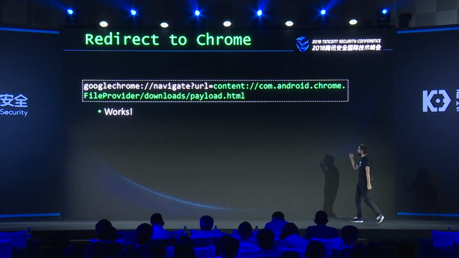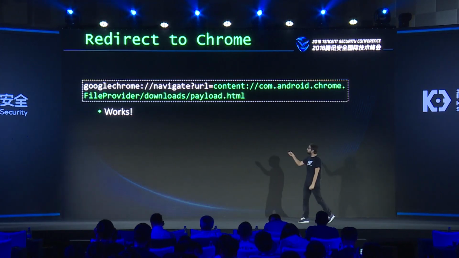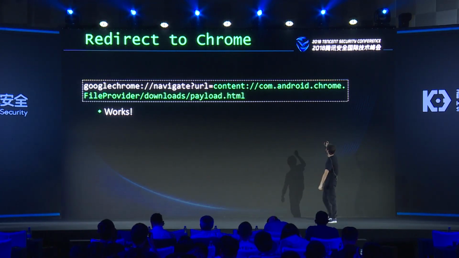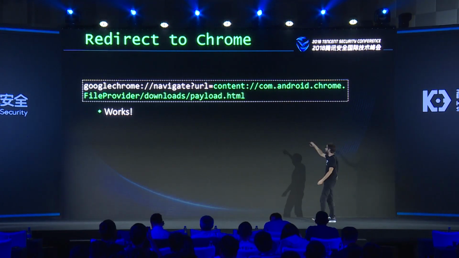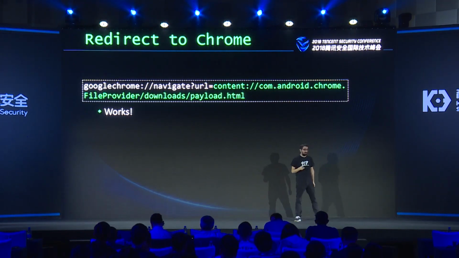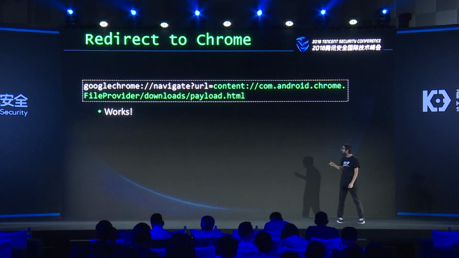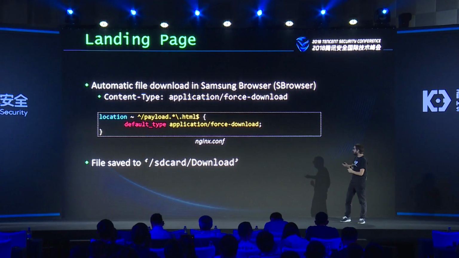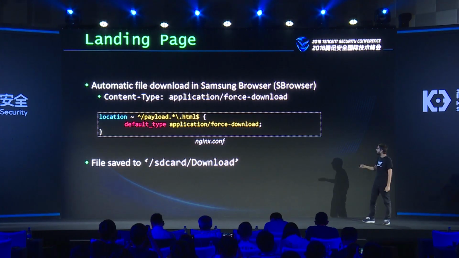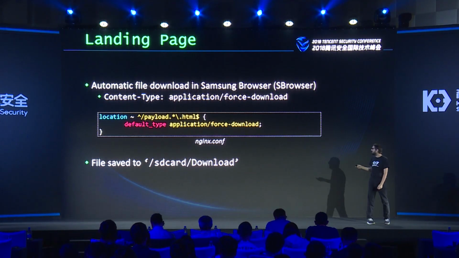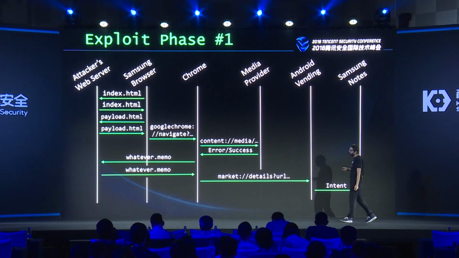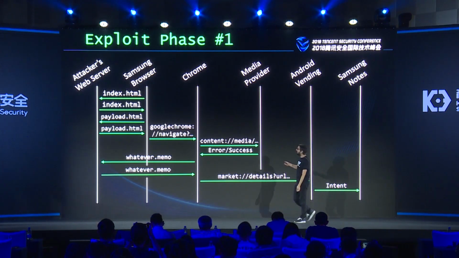OK, so if we use something like Google Chrome navigating to content:// Chrome blah, blah, blah, payload.html, where payload.html is the file we just downloaded, this works. And we can force the file download using this piece of nginx config. If we do application/force download as a MIME type in S browser, this will be downloaded without any prompt. So this is what it looks like so far.